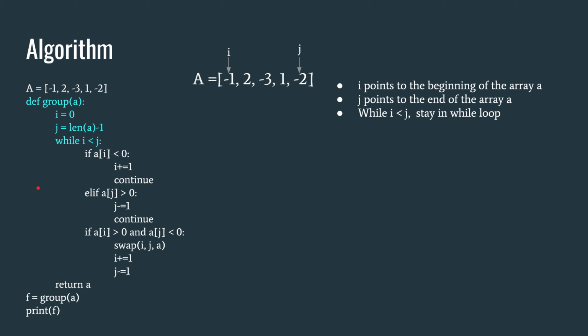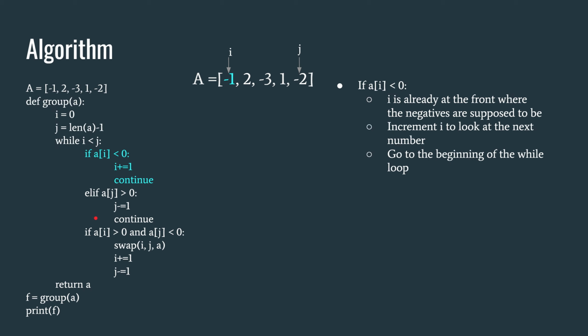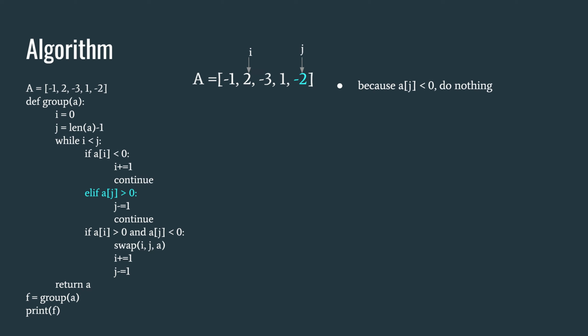I points to the beginning of array A, J points to the end of array A. While I is smaller than J, it stays in the while loop. If AI is smaller than 0, I is already at the front where the negative is supposed to be, and so it doesn't do anything. It doesn't swap or anything like that. And then it increments I to look at the next number and go to the beginning of the while loop.